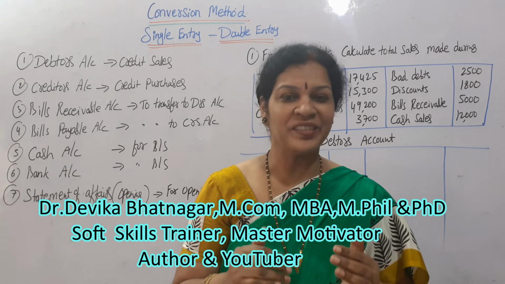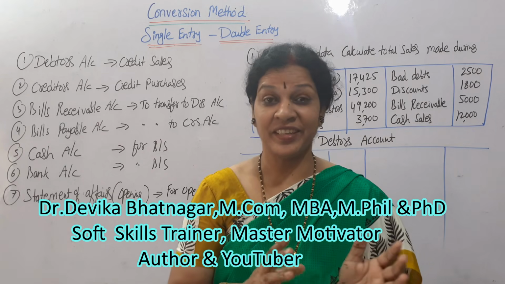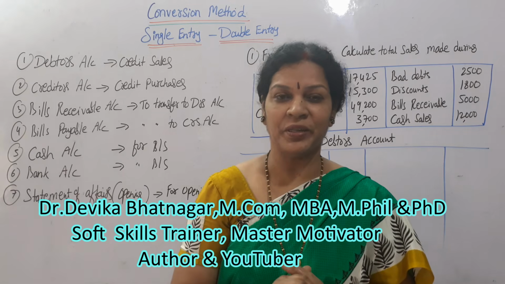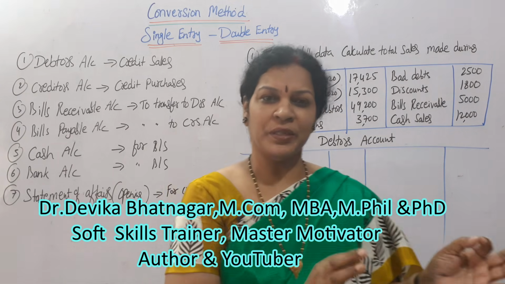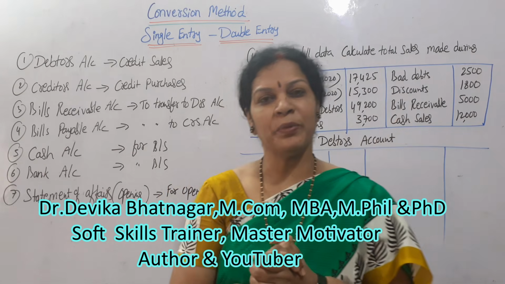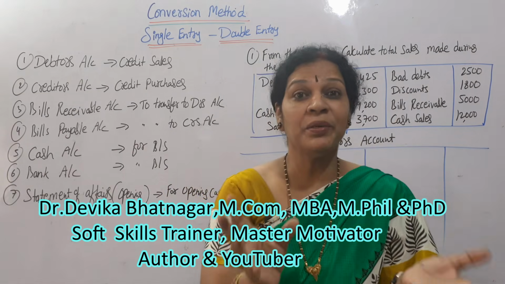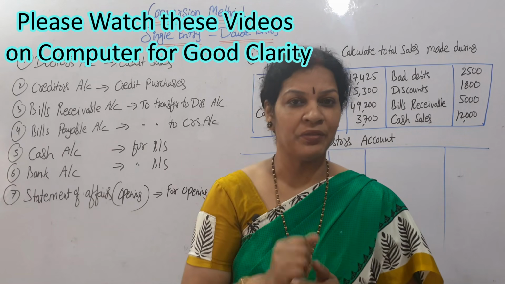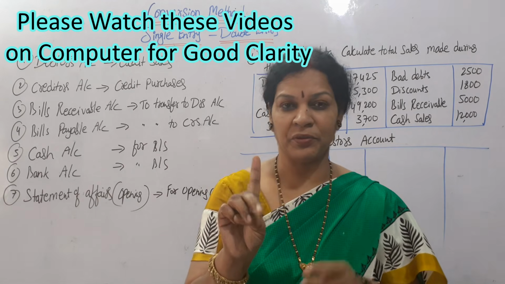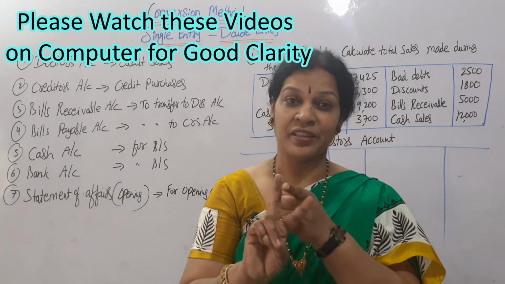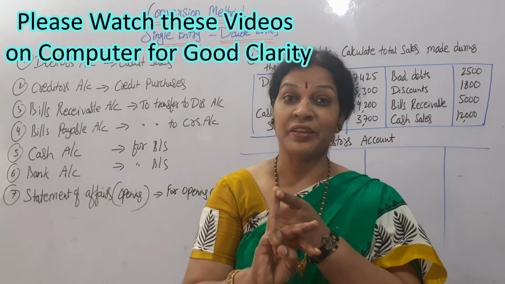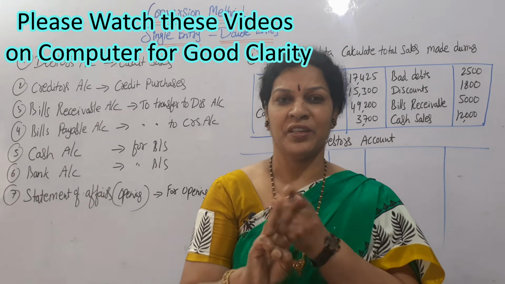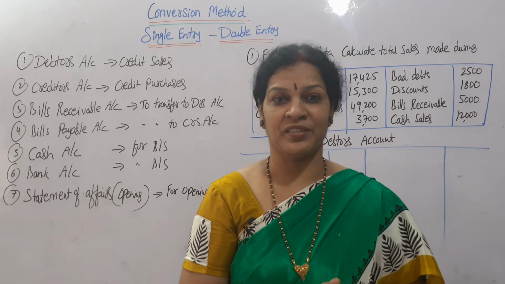So we are into single entry or accounts from incomplete records. The first method we have done is how to prepare single entry when incomplete information is given. There we have seen three types of preparation: one is statement of affairs, then statement of profit, then revised statement of affairs. This we have discussed in the last class.